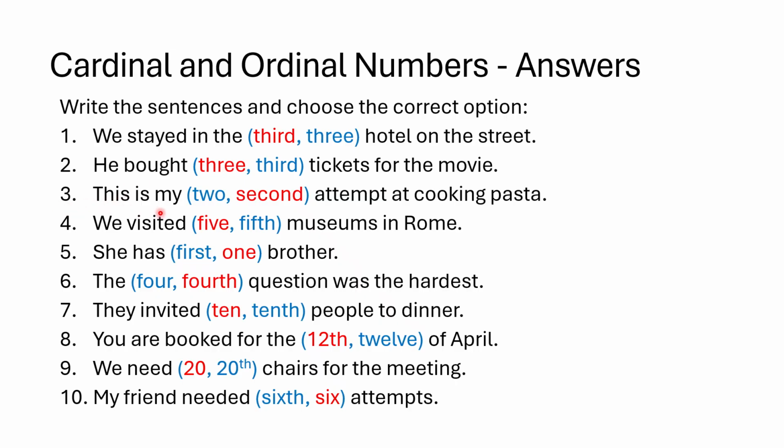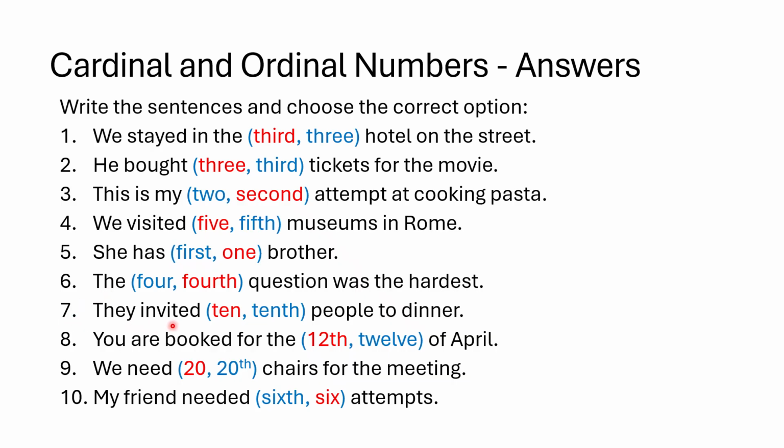3. This is my 2nd attempt at cooking pasta. You should have written 2nd. 4. We visited 5 museums in Rome. You should have written 5. 5. She has 1 brother. You should have written 1. 6. The 4th question was the hardest. You should have written 4th.